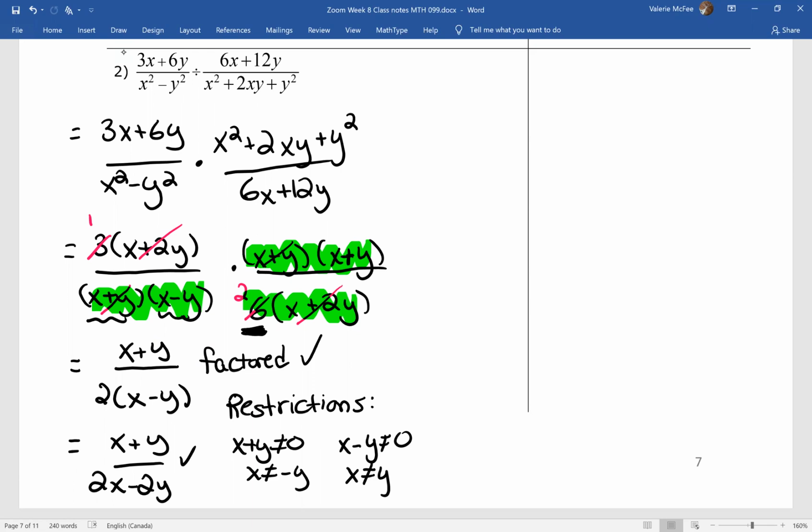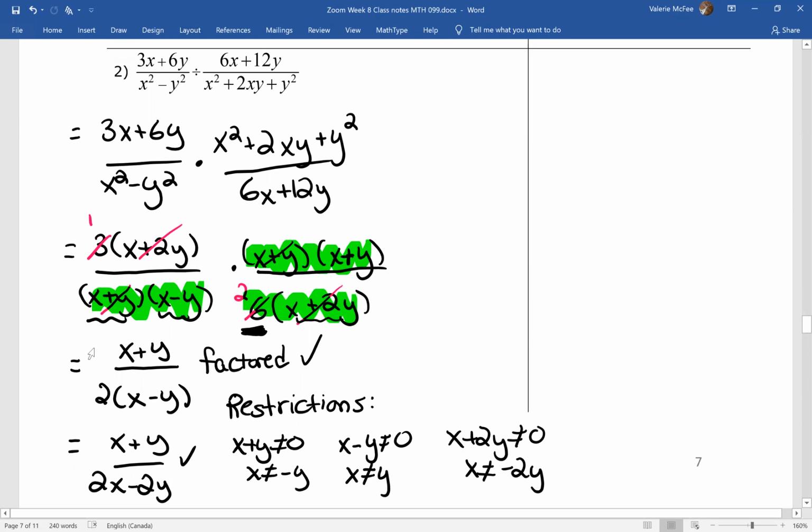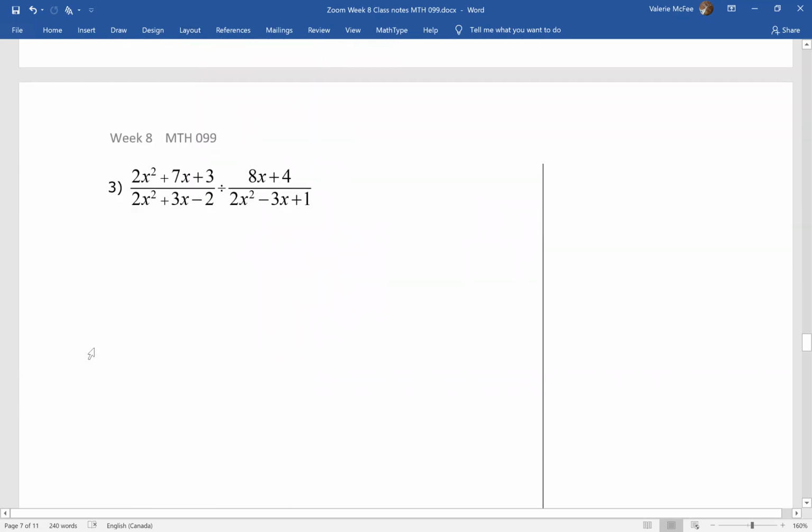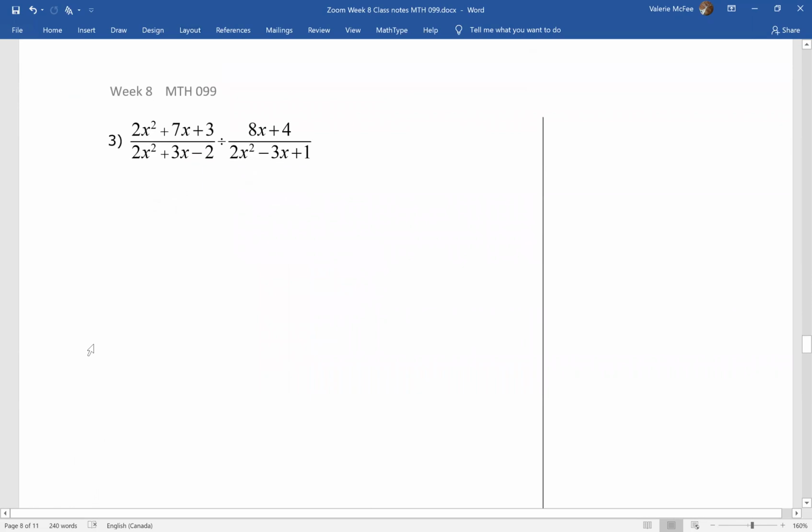There's no x here in this factor of 6. 6 will never equal 0. X plus 2y cannot equal 0. X cannot equal negative 2y. And we have already used this factor of x plus y. So we have these 3 restrictions of x as it relates to y. One more for you to practice. Pause your video, see what you can do.